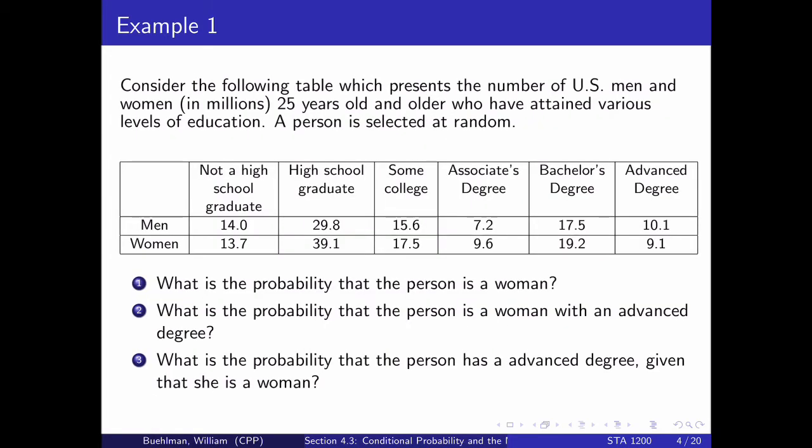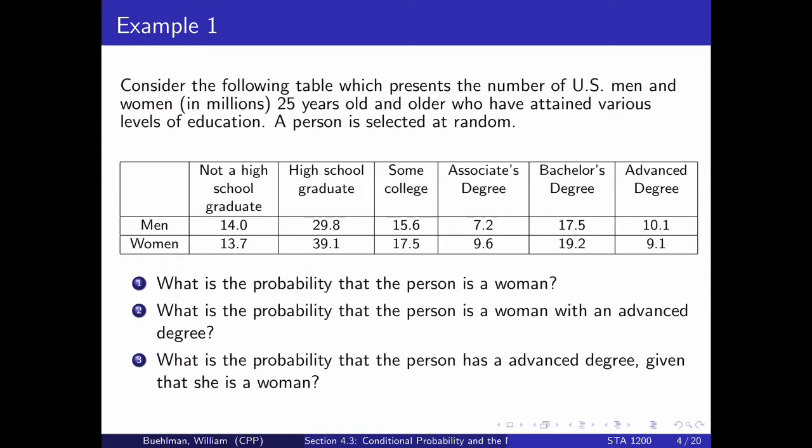Here's our first example. Consider the following table, which presents the number of U.S. men and women in millions, 25 years of age or older, who have various levels of education. A person is selected at random. So we can see in the table, men who are not a high school graduate, there's 14 million. Women who have a bachelor's degree, there's 19.2 million, and you can see the rest.